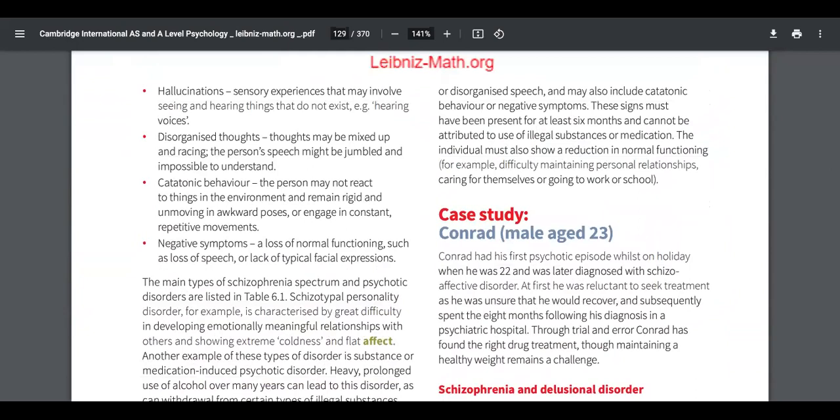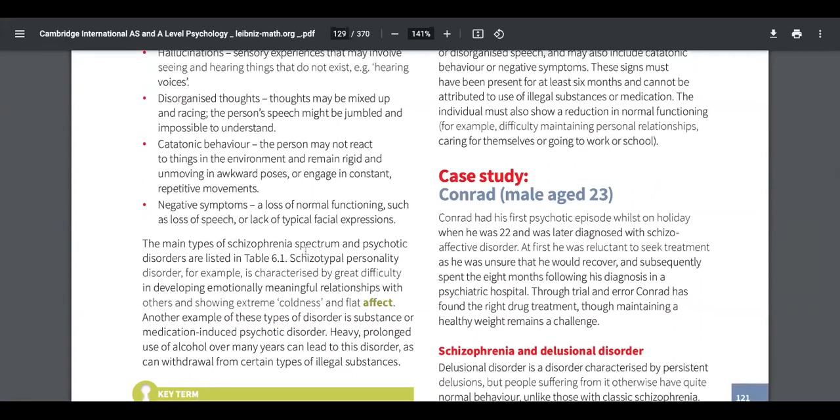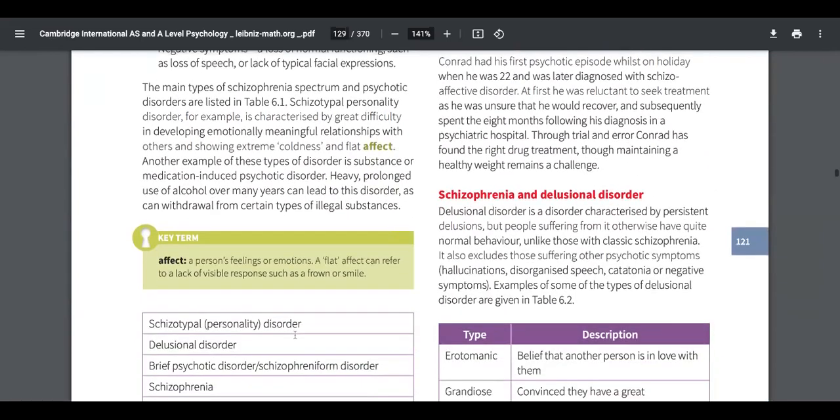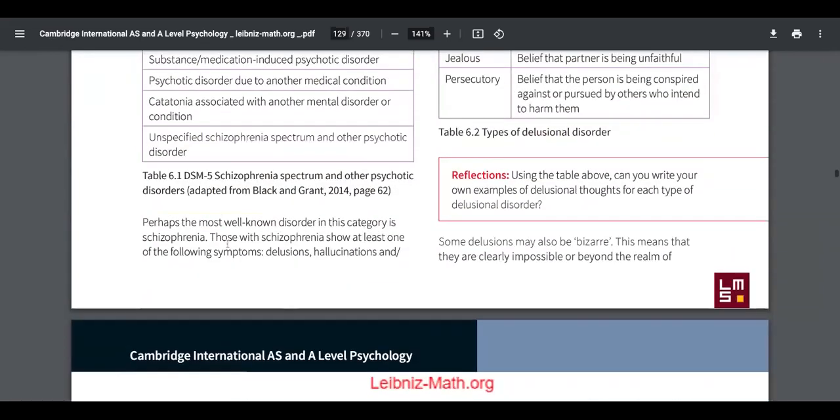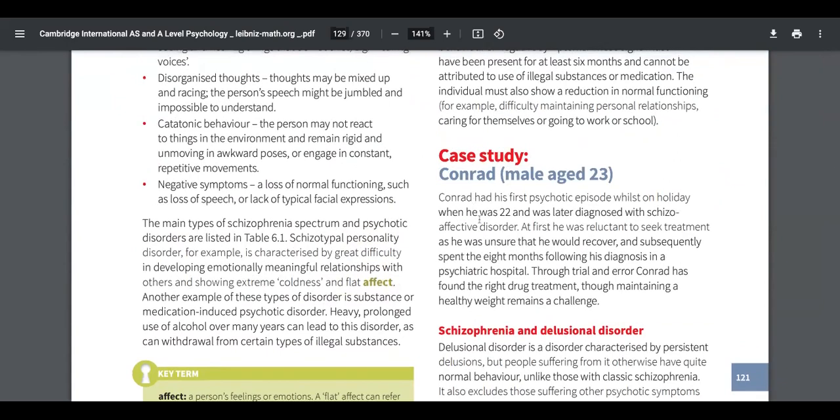Conrad had his first psychotic episode whilst on holiday when he was 22 and was later diagnosed with schizoaffective disorder. So now they're explaining the third type over here. First they explained schizotypal, and then they explained the substance or medical induced. Then they obviously talked about schizophrenia, the one we are going to be studying, and now they're just explaining through the study of Conrad. Now this is something that you can be tested on. So through the study of Conrad, they're looking at schizoaffective disorder.